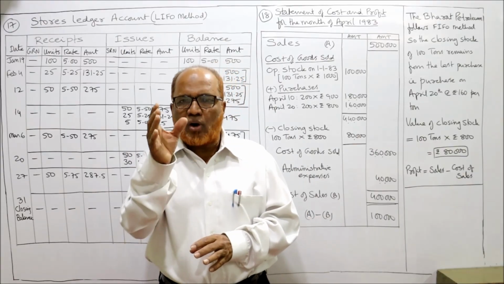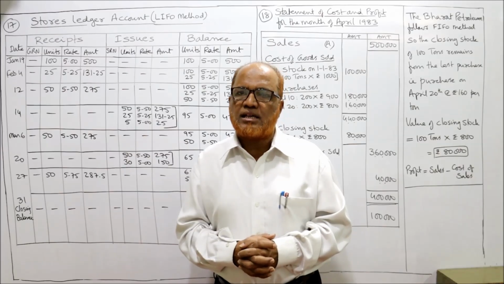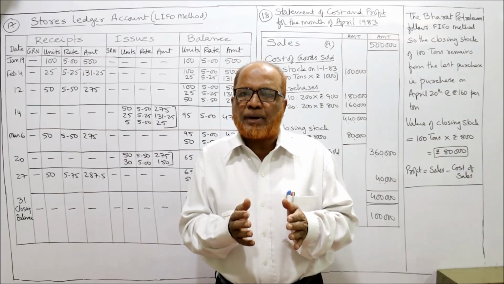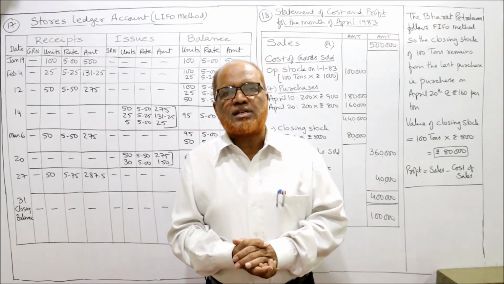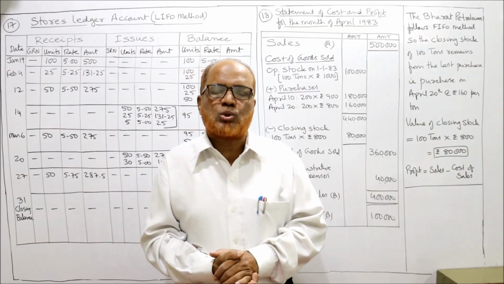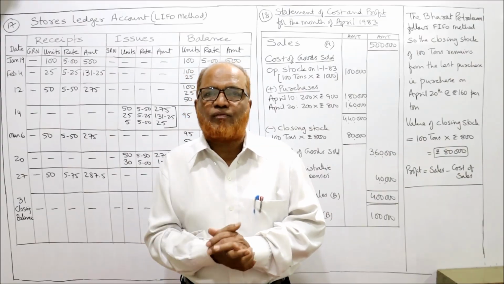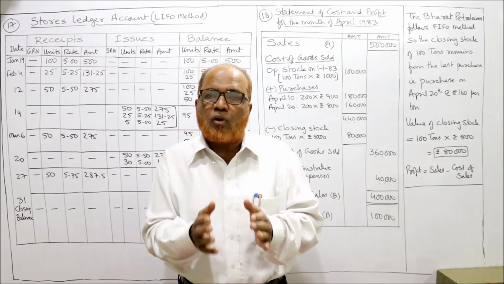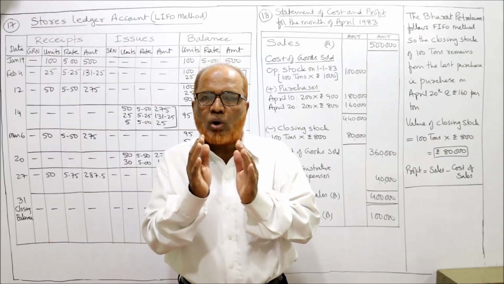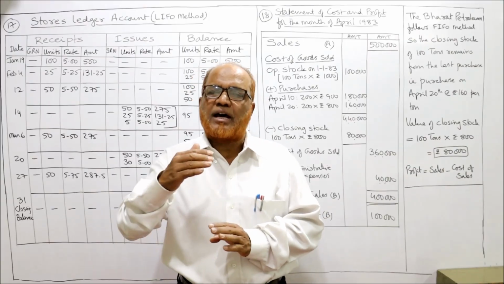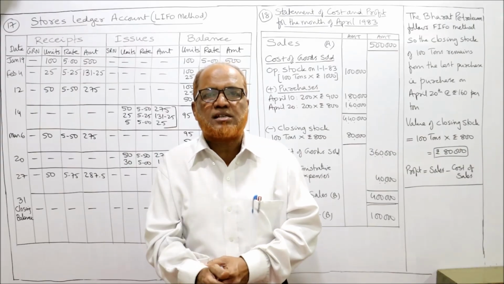If you closely watch the problem, you can see the prices are continuously increasing. When we first make the purchases, it was purchased at 5 rupees. Second time, it has gone to 5.25. Third time, the price increased to 5.50. Then the fourth time, it is 5.75. So in successive purchases, the prices are increasing.